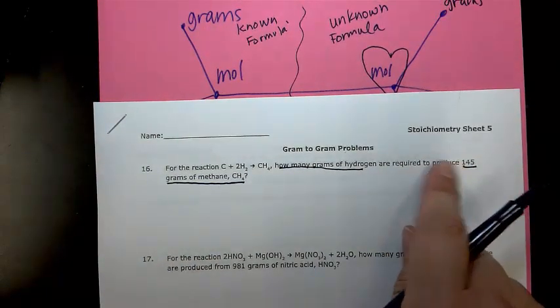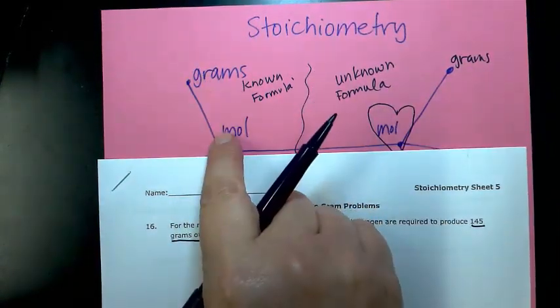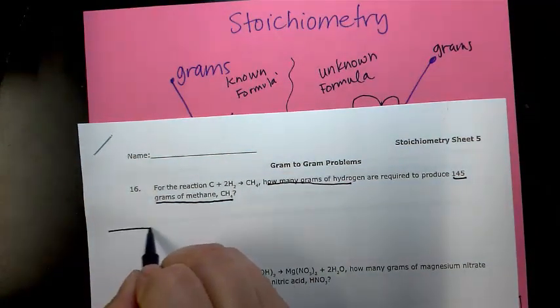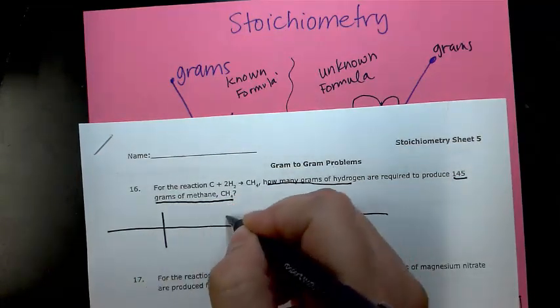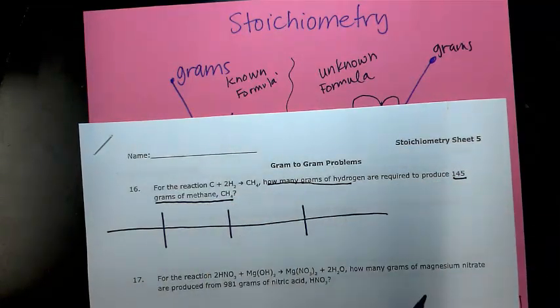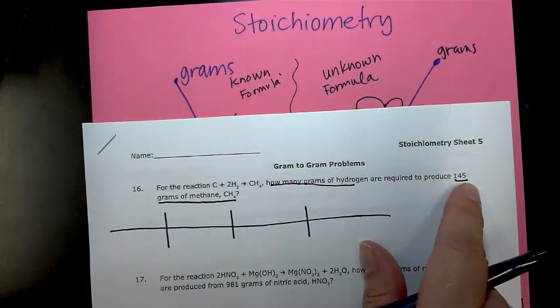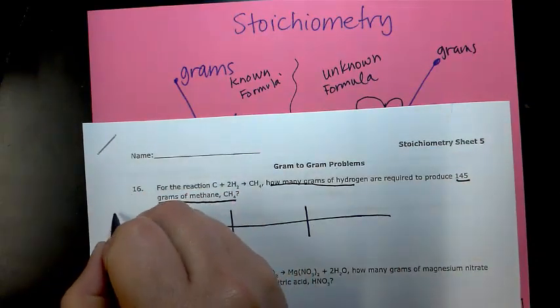So if we're going grams to grams, remember we're going to go grams to grams, and it's going to be 1, 2, 3, 4. So please don't squish all this together. You have plenty of room. We're going to put our known amount in this top left-hand box. We're going to put that 145 grams of CH4 right here.